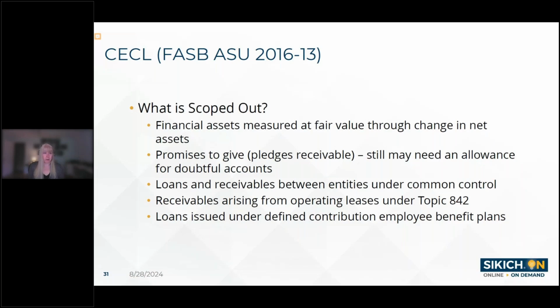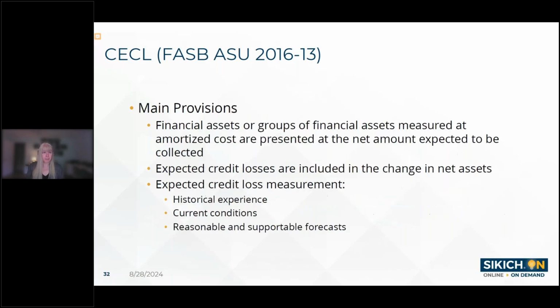Also scoped out are loans and receivables between entities under common control, receivables arising from operating leases under Topic 842, and loans issued under defined contribution employee benefit plans. Next slide. All right, so the main provisions of CECL are we're going to measure expected credit losses against the financial assets that are required to be held at amortized cost, and we're going to present that in the statement of financial position net.